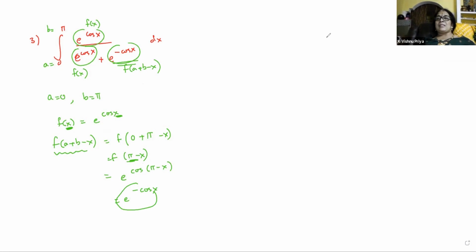That means, as per the formula, what will be my answer? 1 by 2 into b, pi, minus a, 0. So the answer is pi by 2 for this integral. I hope it is very, very clear now. And now we can go to a different type of problem, a different shortcut. As many as possible you have to learn indefinite integrals, but learn many shortcuts, and practice them.